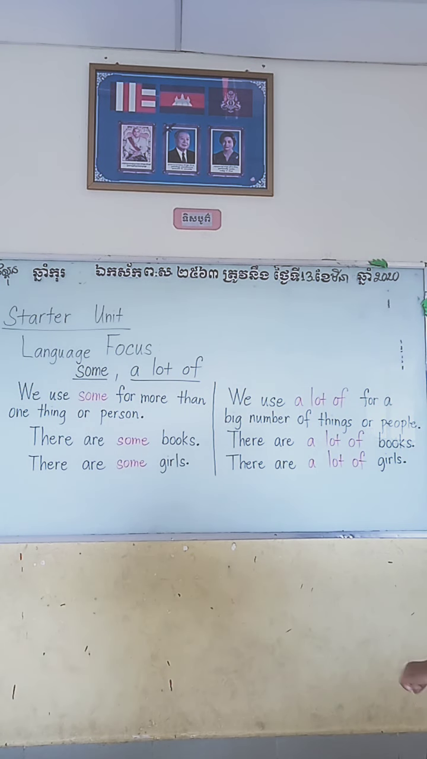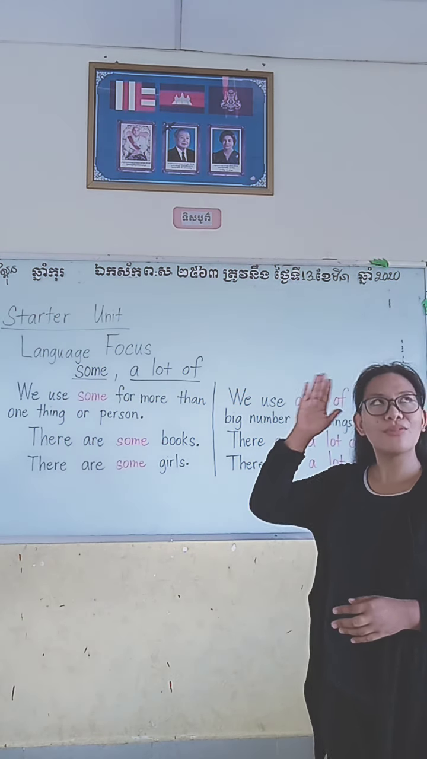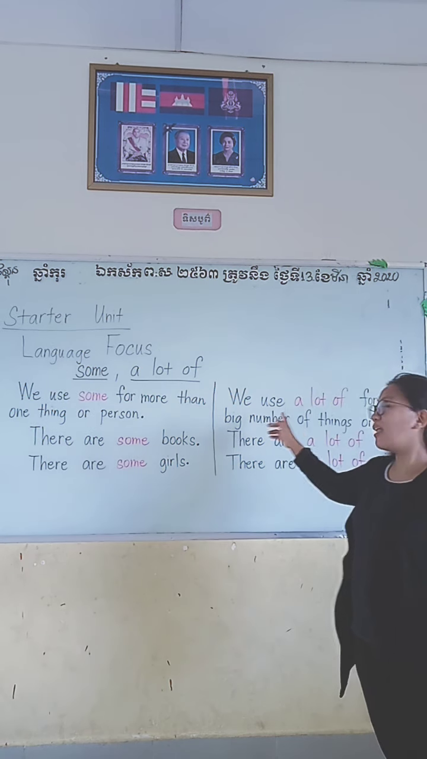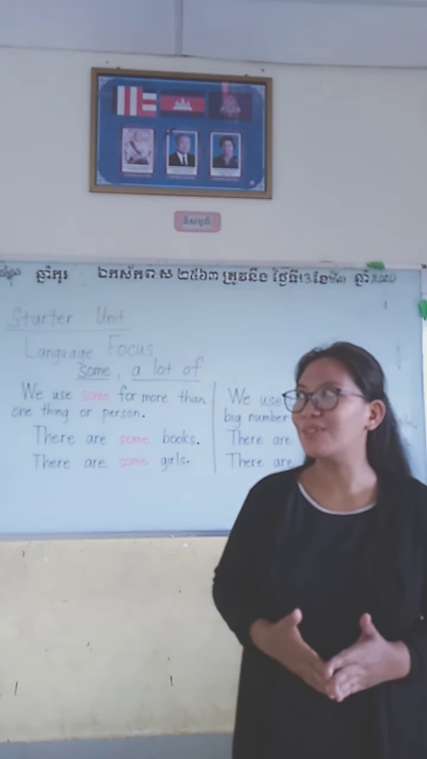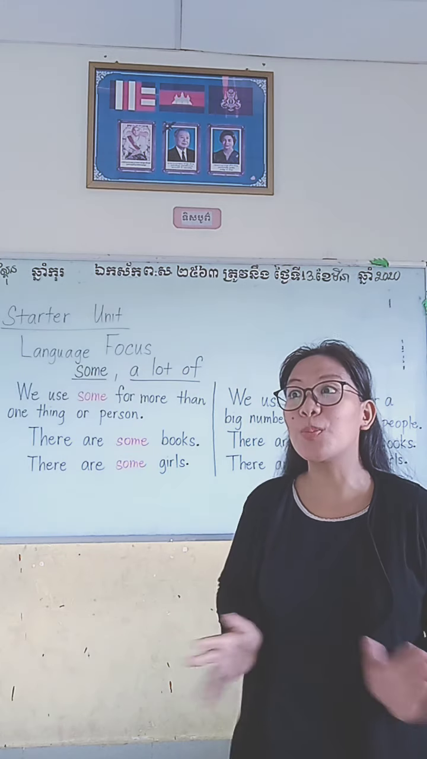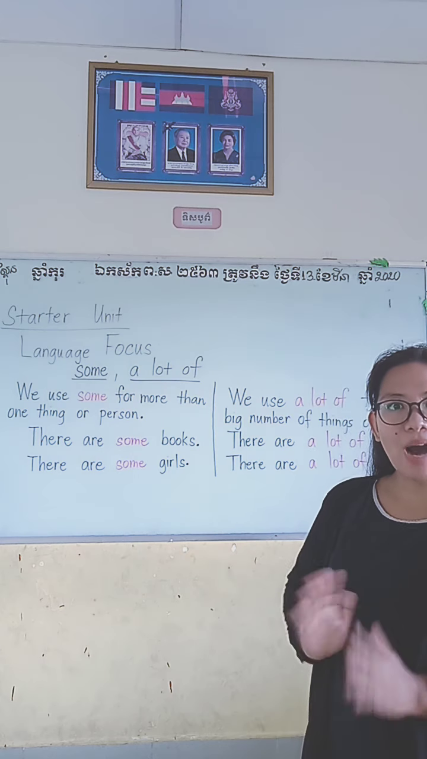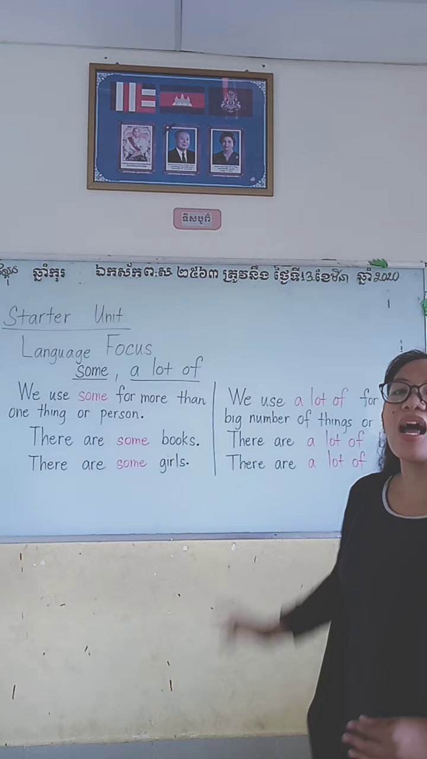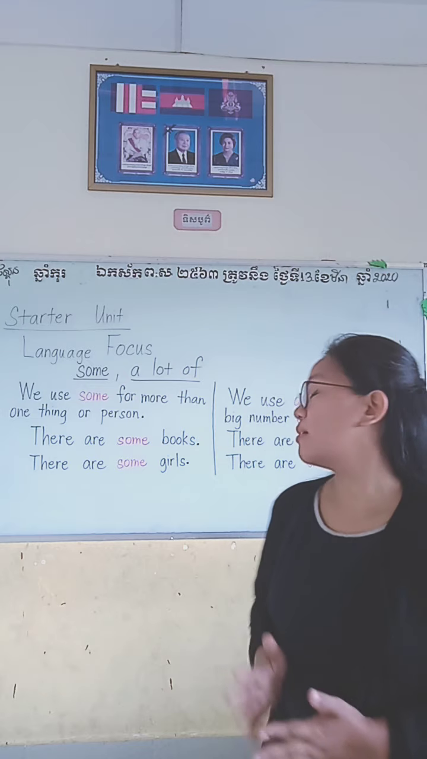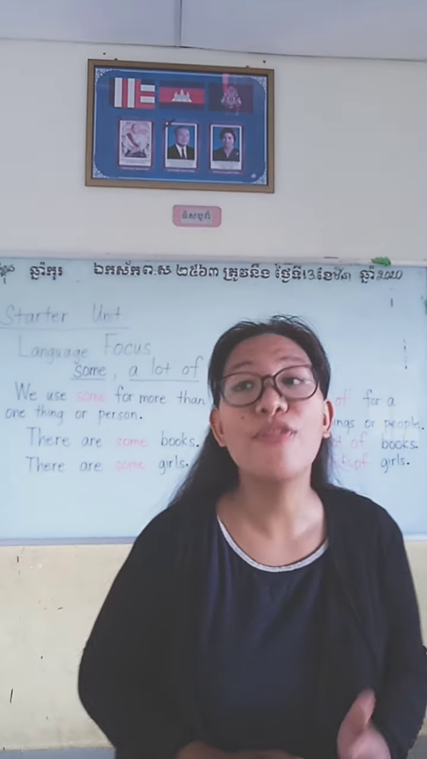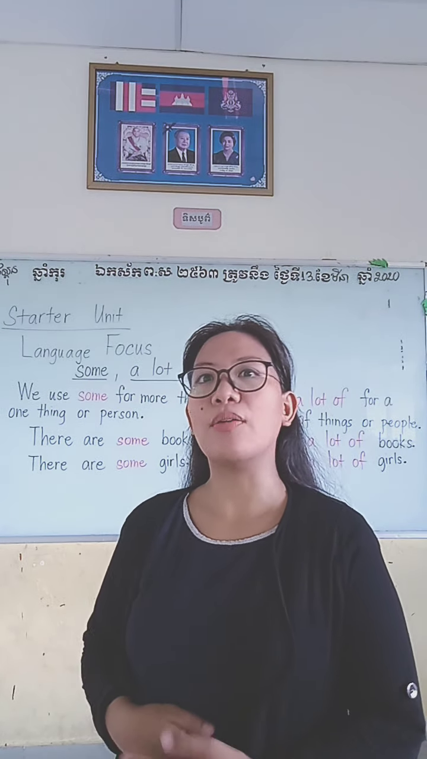Now, how can we use a lot of? We use a lot of for a big number of things or people. So maybe it will be a big group or big volumes, big numbers. Okay, so in our example we have, there are a lot of books. So maybe there are 50 books, if you can count. Next, there are a lot of girls. Maybe 70 girls, if you can count.